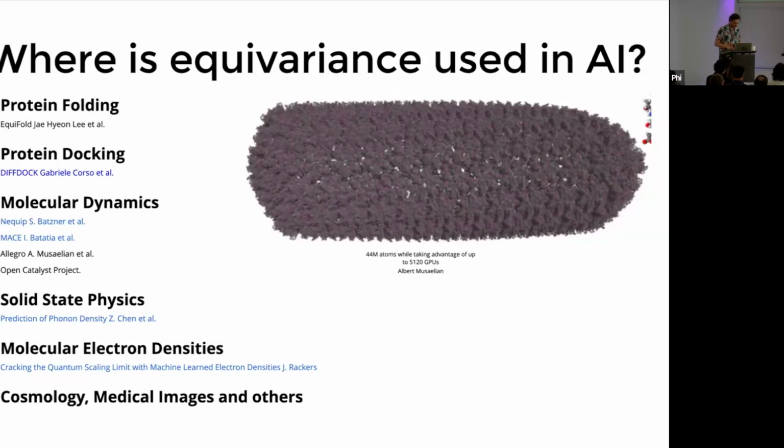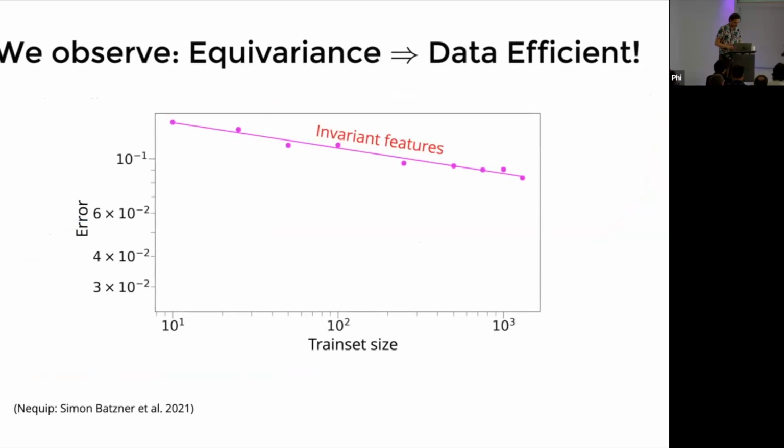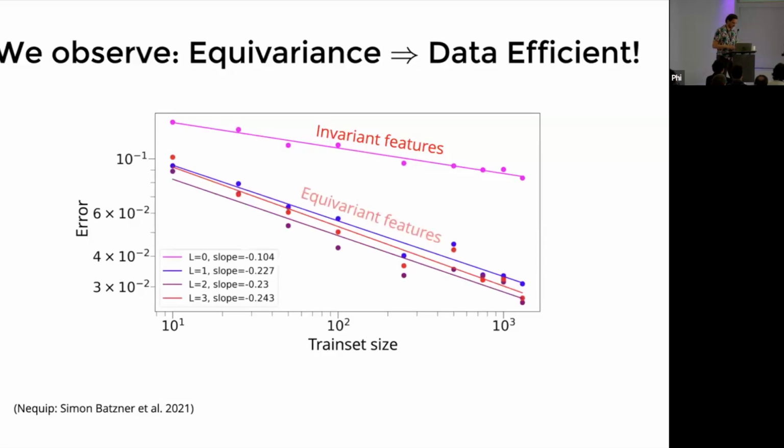So, using equivariance in neural networks is good for data efficiency. This is an observation I like a lot, but I have no explanation for it. I hope there will be more observations of this and maybe an explanation one day.